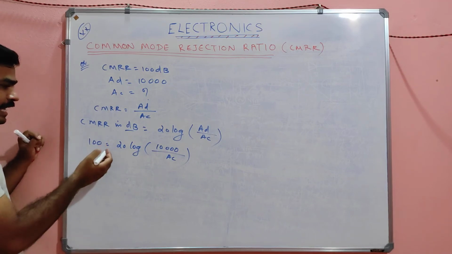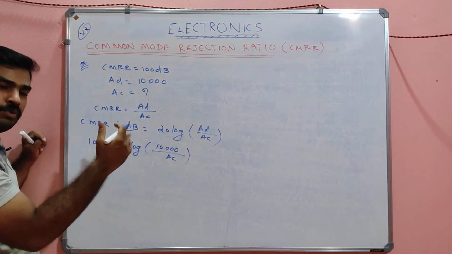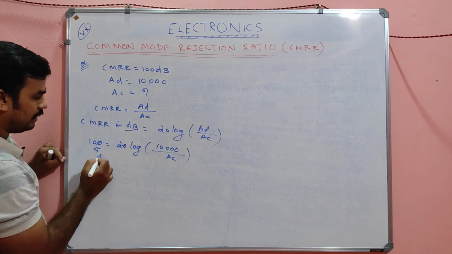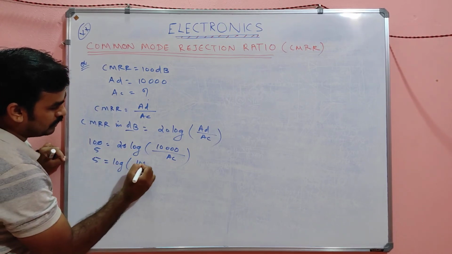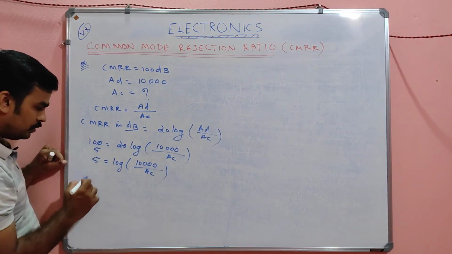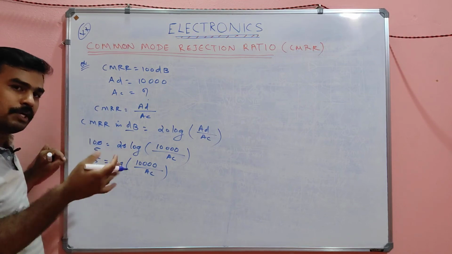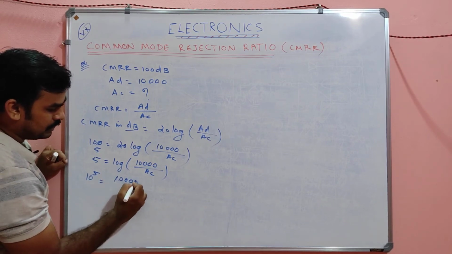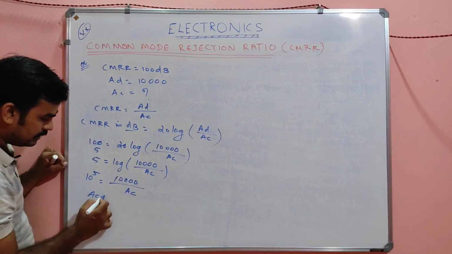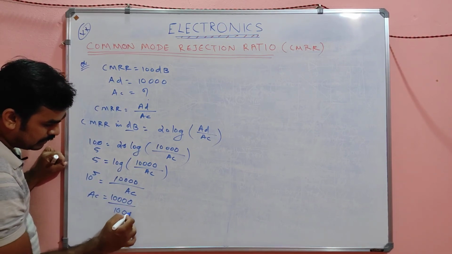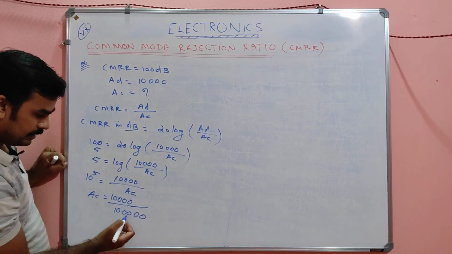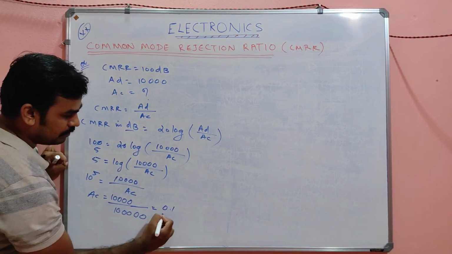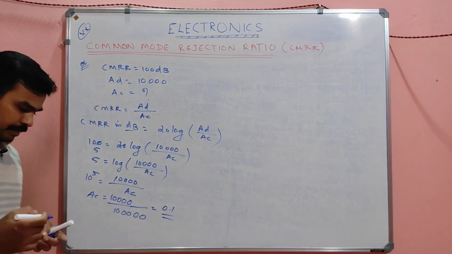If you want to remove the log, you have to take 10 raised to the power on both sides. So 100 divided by 20 is nothing but 5. So 5 is equal to log of 10,000 divided by AC. Take 10 raised to the power on both sides. So 10 raised to 5 is equal to simply 10,000 divided by AC. Or simply AC is equal to 10,000 divided by 10 raised to 5. 10 raised to 5 means 5 zeros, correct? And this is 10 raised to 4. So it will be 0.1. Correct? 1 by 10 will be 0.1. So 0.1 is the answer.